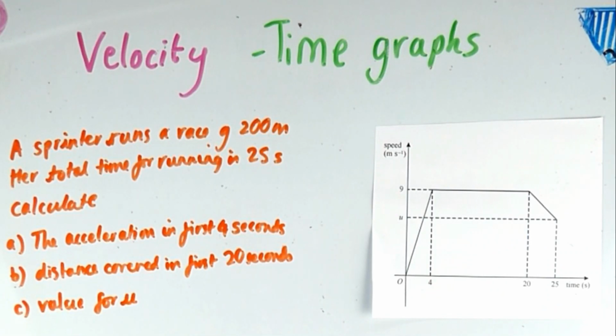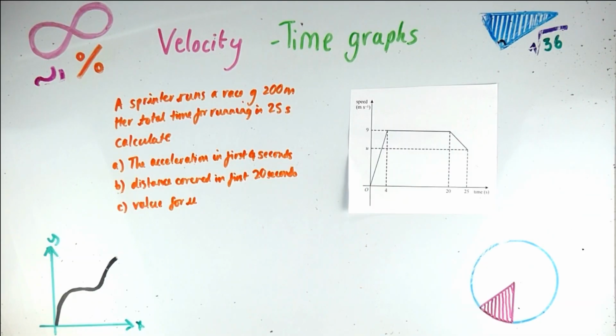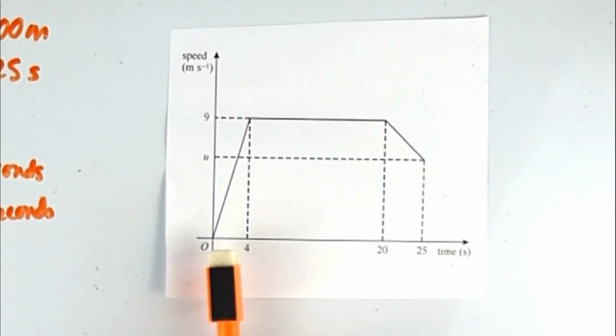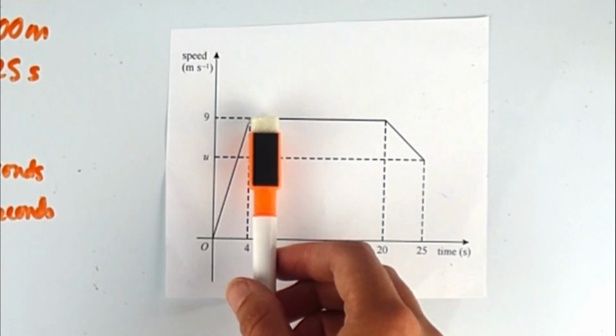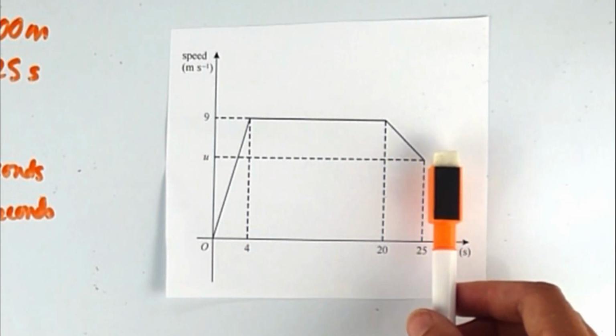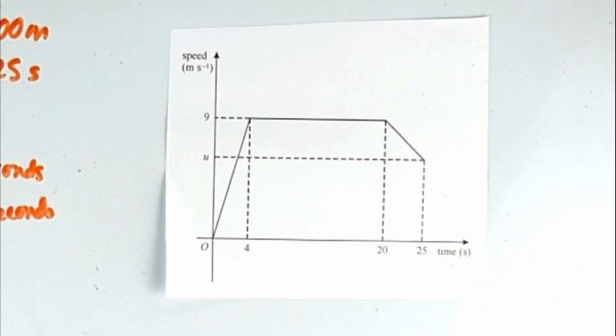Okay, so a sprinter runs a race of 200 metres. Her total time for running is 25 seconds. And here's the velocity time graph to show that. Calculate A, the acceleration in the first 4 seconds, B, the distance covered in the first 20 seconds, and C, a value for u. So if we just look at the graph first to see what's going on, the sprinter starts. She accelerates, then maintains a steady speed to 20 seconds and then decelerates just before the end.